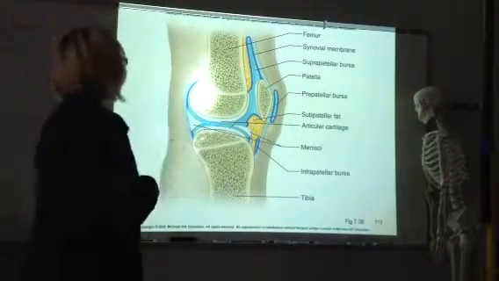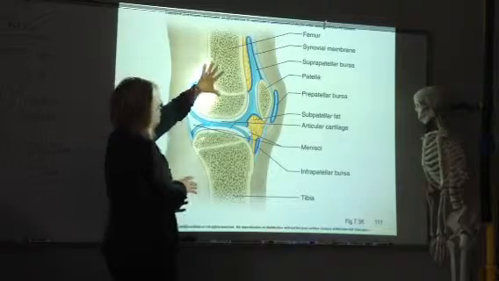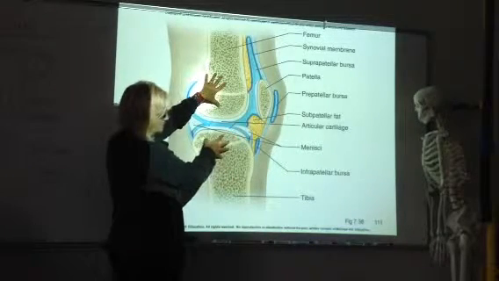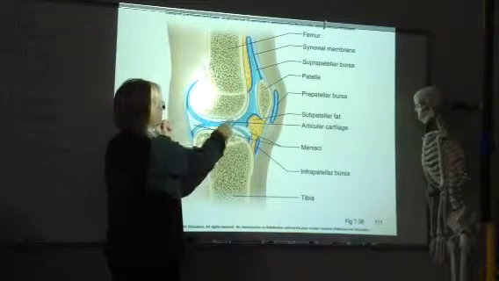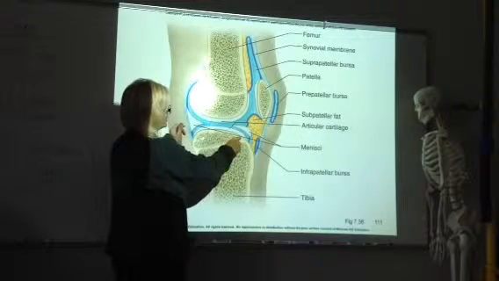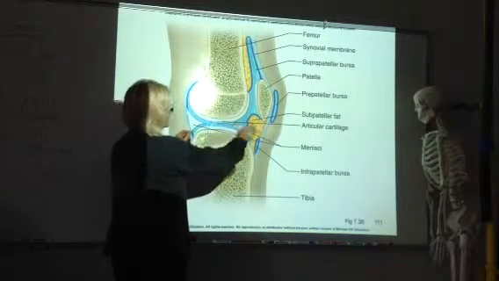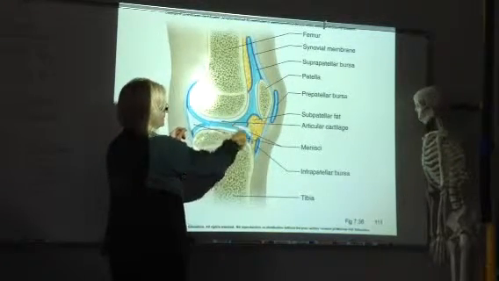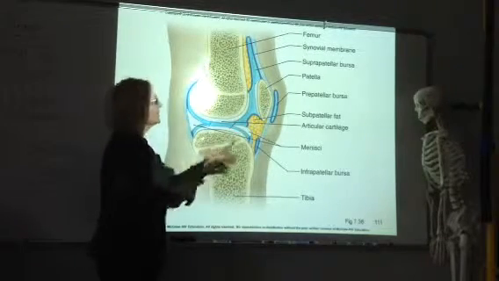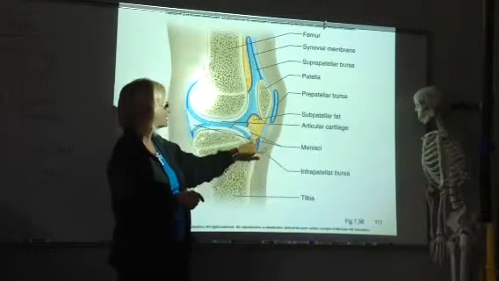So here's the main diagram. This would be the femur, and this would be the tibia. Here I'm going to find that articular cartilage, and then there's actually a meniscus pad that would fit in there. The bursas are scattered throughout.